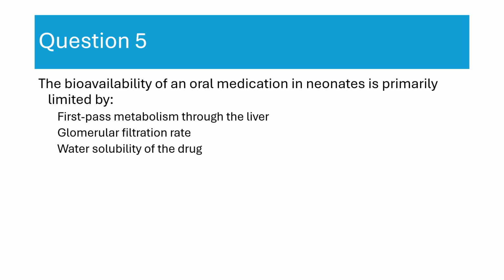First-pass metabolism through the liver is correct because after oral administration, drugs are absorbed from the GI tract into the portal circulation and pass through the liver before reaching systemic circulation. During this first pass, significant amounts of drug may be metabolized, reducing bioavailability. Glomerular filtration rate is incorrect because while it affects drug elimination, it doesn't directly impact oral bioavailability. Water solubility of the drug is incorrect because although it can affect absorption from the GI tract, it's not the primary limitation for oral bioavailability in neonates compared to first-pass metabolism.